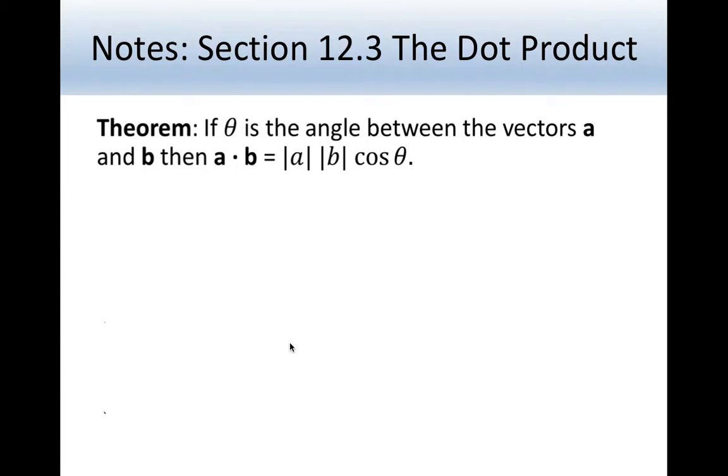If you're in physics now or have taken physics, you'll recognize this formula for the dot product. If theta is an angle between vectors A and B, then the dot product is the magnitude, or the length. Depending upon the book or the website, sometimes you'll see magnitude with double bars, sometimes with single bars. But it's the magnitude of vector A times the magnitude of vector B times the cosine of the angle between them.